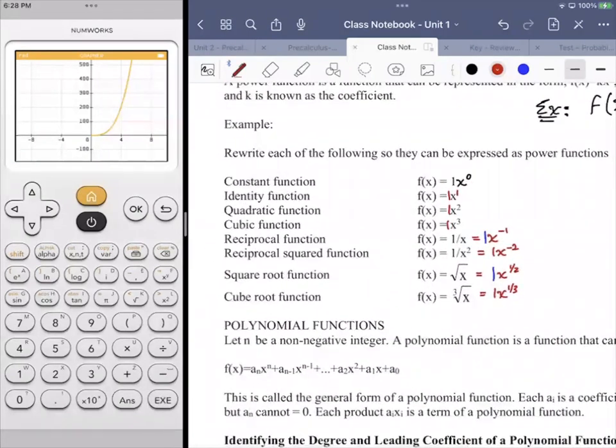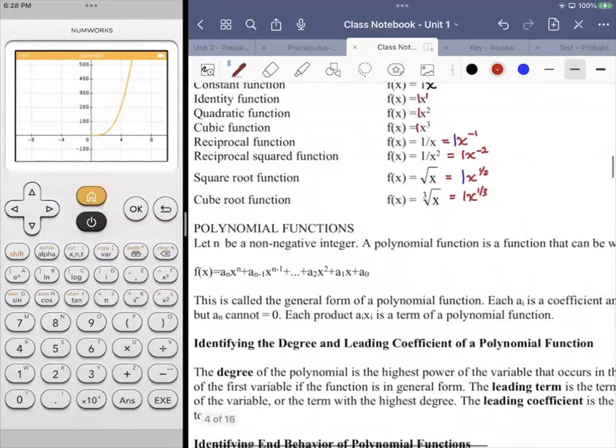Now, a polynomial function involves the sum and differences of power functions, right? With a specific requirement that each distinct term would have a different power, right? Specifically, powers that are made up of whole numbers, right? So you're not going to see in a polynomial function a fractional exponent or a negative exponent. That makes it a different type of function.